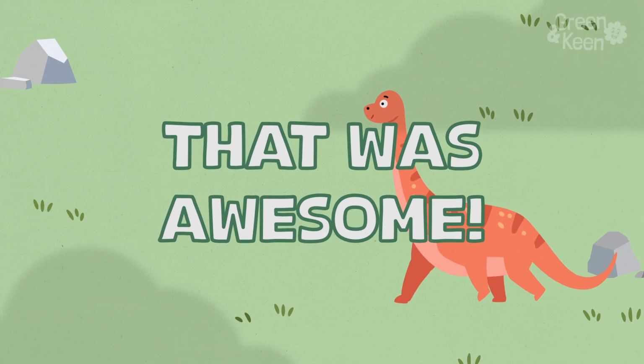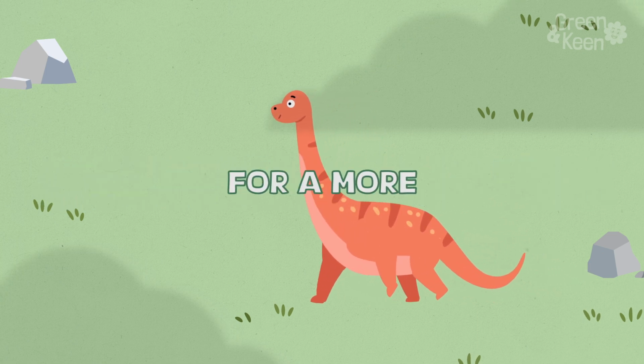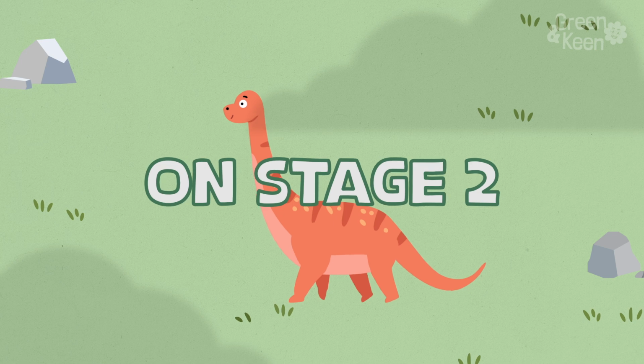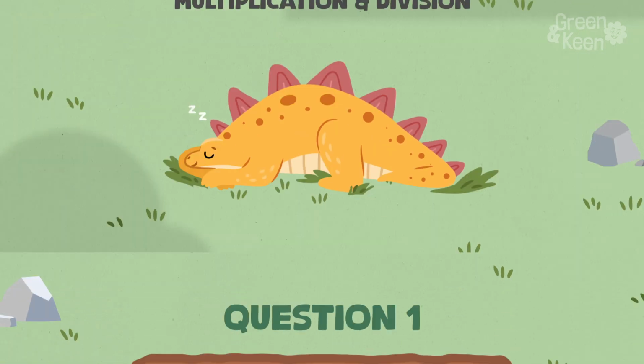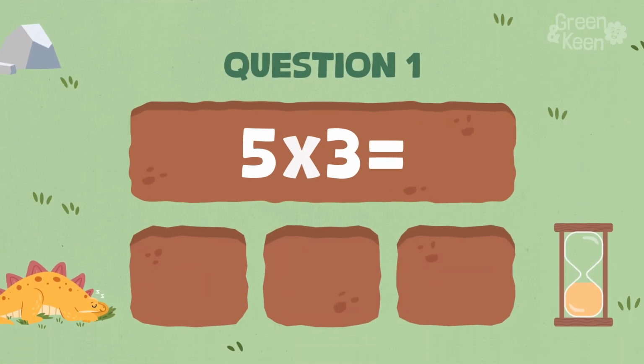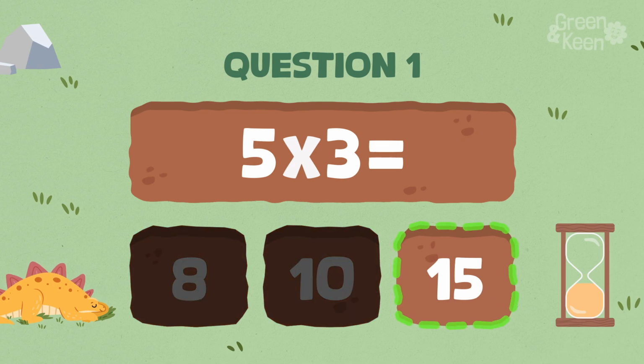Wow, that was awesome! You've done an amazing job on stage 1. Now get ready for more challenging questions on stage 2. Here we go! Stage 2, multiplication and division. Question number 1, 5 times 3 equals... The answer is 15.